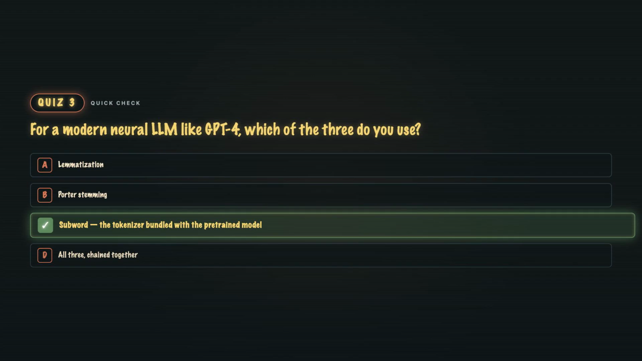C. Subword, and specifically the one the model came with. GPT-4 uses OpenAI's BPE, Llama uses SentencePiece. You don't choose. The choice was made at training time, which is why the next video is about how BPE broke 50 years of old NLP wisdom.